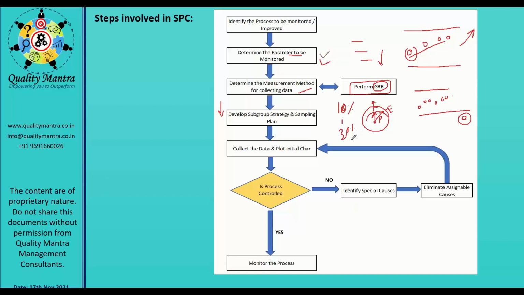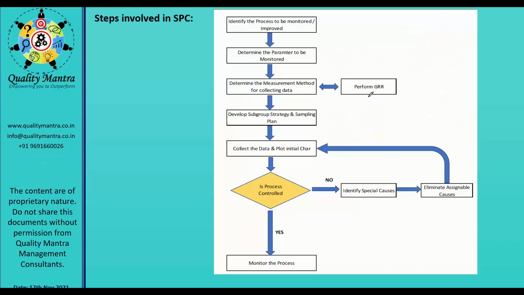Okay. So depending on the measurement system, you may need to take the waiver from the customer if it is between 10 to 30%. And if the GRR is above 30%, you cannot use that measurement system. It means you cannot go to the next step of carrying out the SPC. So GRR study is an important step in carrying out the SPC. Once you perform the GRR and it is in the acceptable limit, you need to go to the next step.